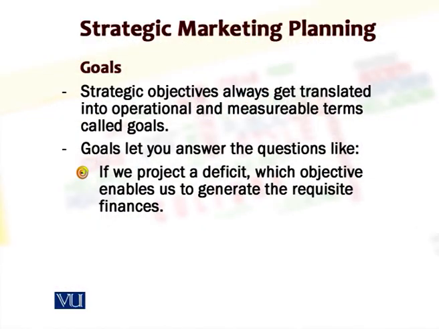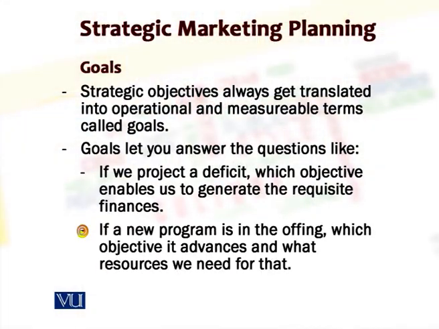If we are projecting a deficit while preparing our business plan, we shall take a good look at which objective is going to let us generate the requisite financing, and only then we shall specify the goal. So this basically is a translation of the right objective into certain specific measurable numbers while we specify goals. If a new program is in the offing, we'll have to see which objective it really advances and what resources are needed to advance that objective. And we shall translate all this into numbers, like how many more people we need, and what kind of infrastructure, if at all we do need that, and what are the overall assets that are going to be required to advance that particular objective.